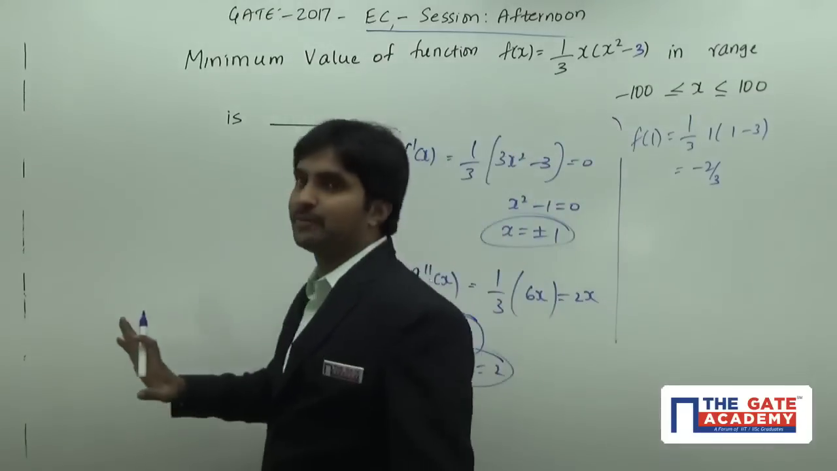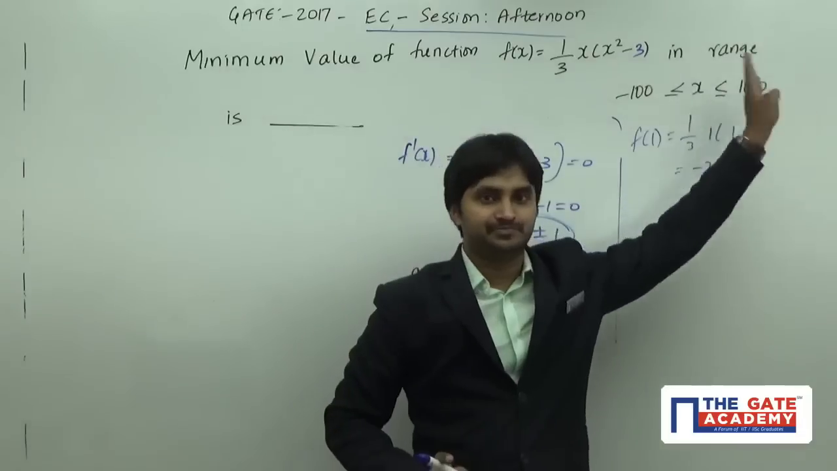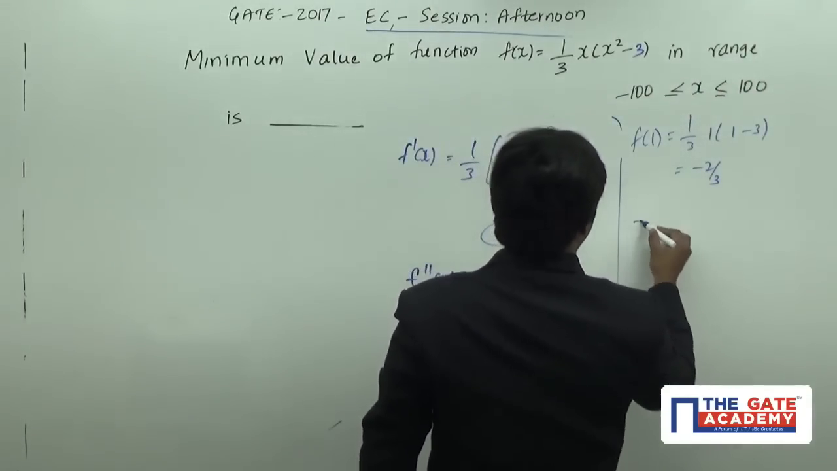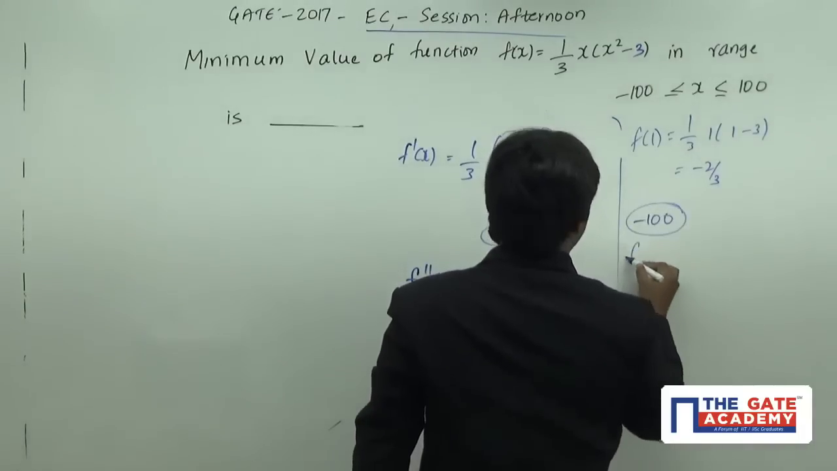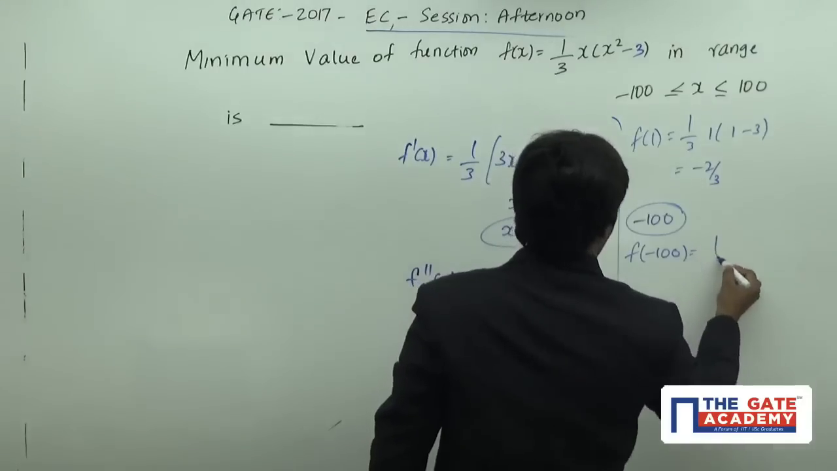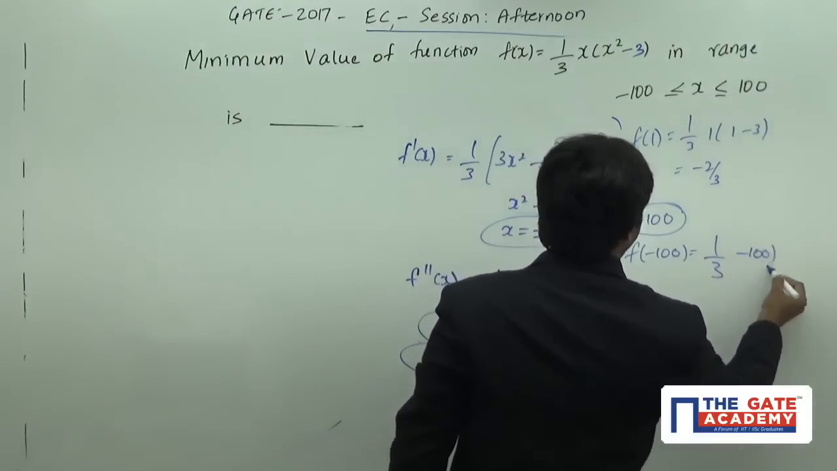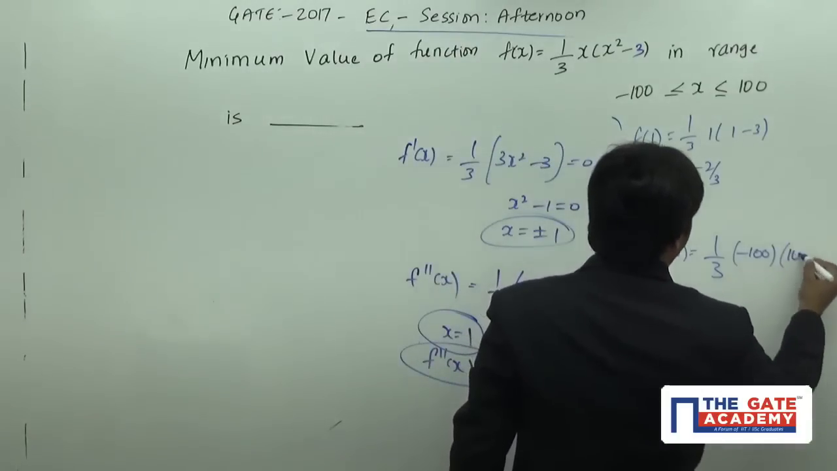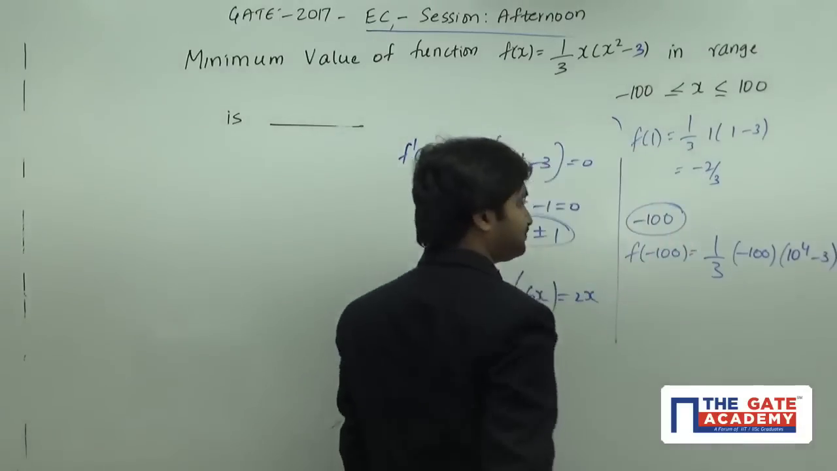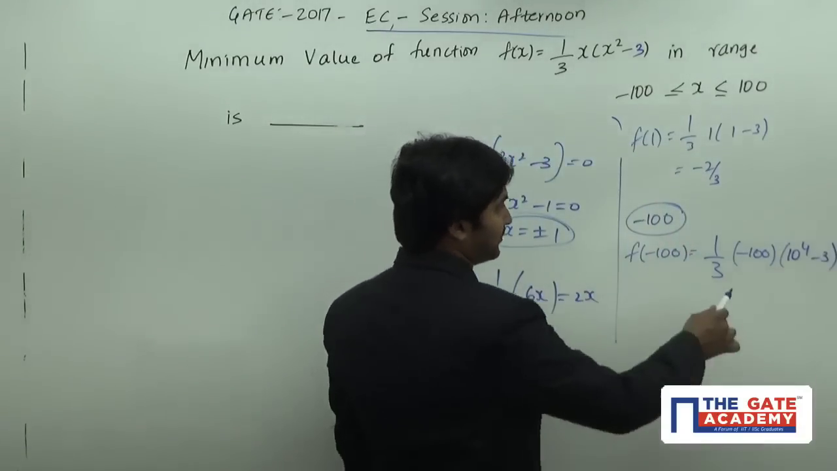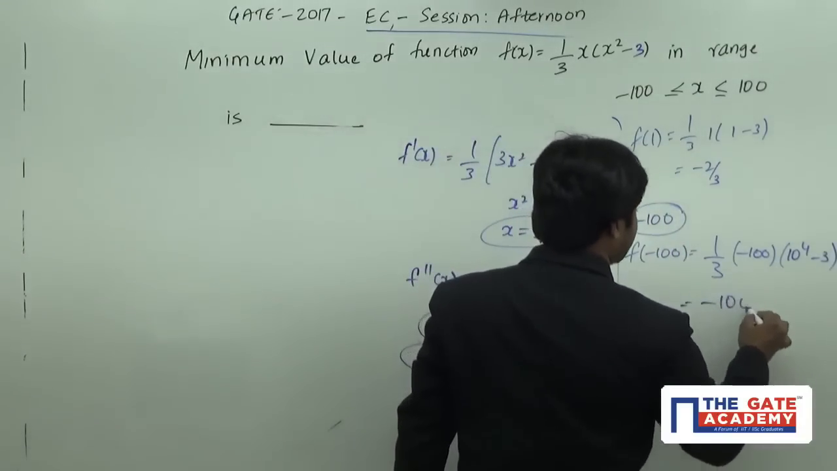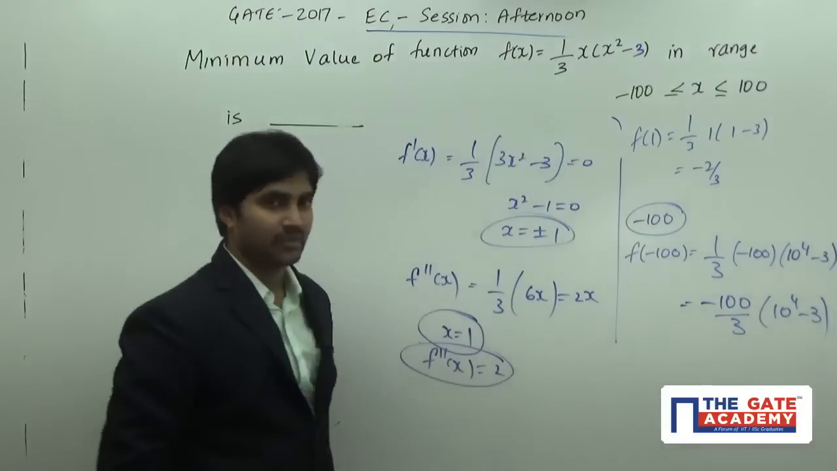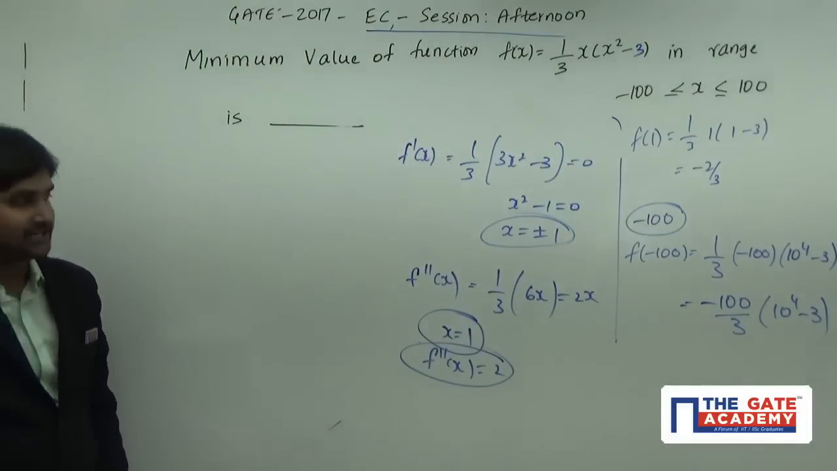Now we should not stop here because we should also check at the endpoints of the interval which are given here. If you check at minus 100, then the value of f of minus 100 is equal to 1 by 3 into minus 100 multiplied by minus 100 whole square, which is 100 power 4, minus 3. So if you observe here, you are going to have a very negative value, minus 100 divided by 3 into 10 power 4 minus 3. So you have to calculate it, you will get the right answer.